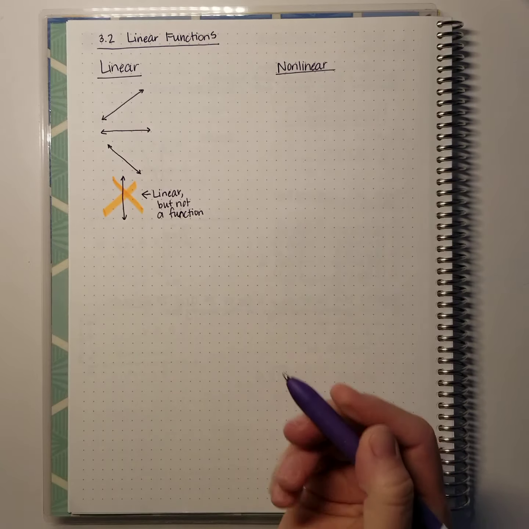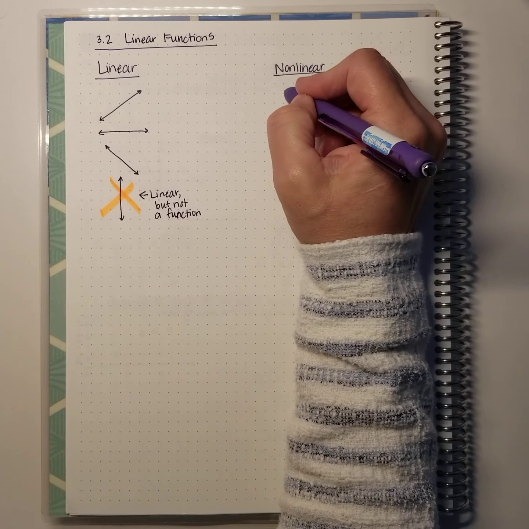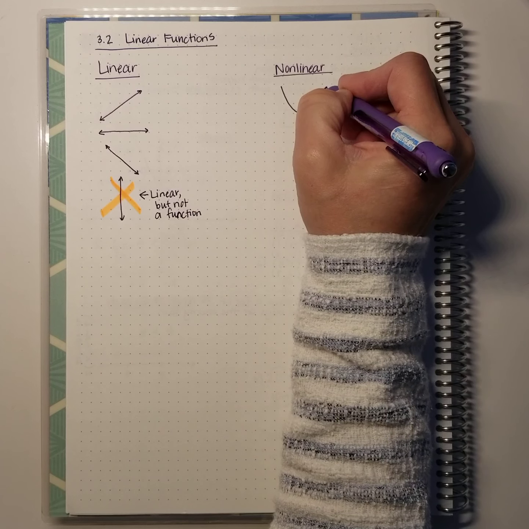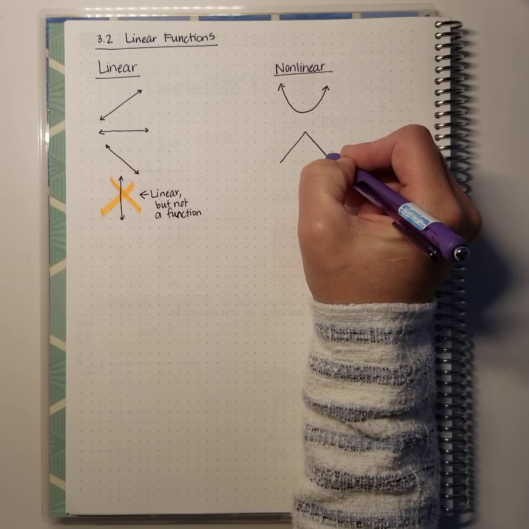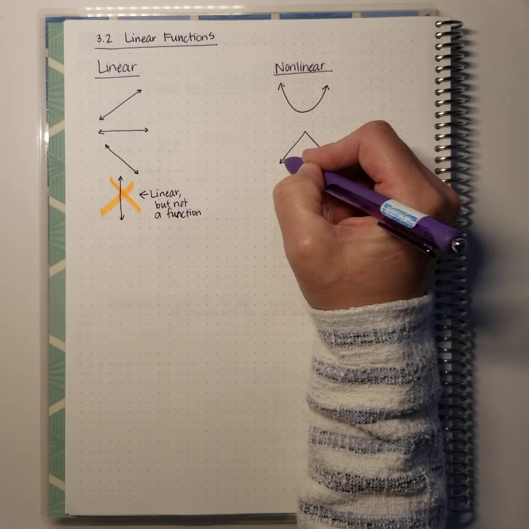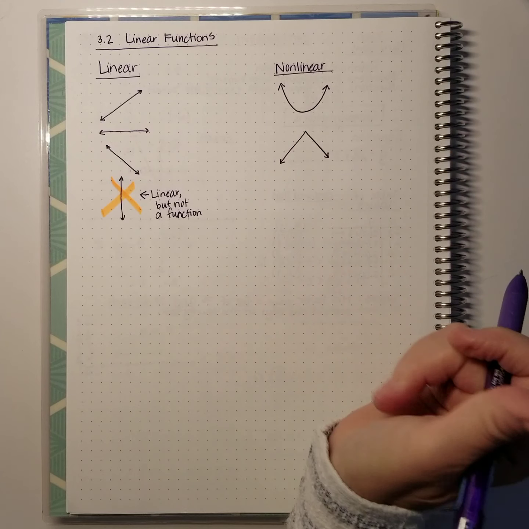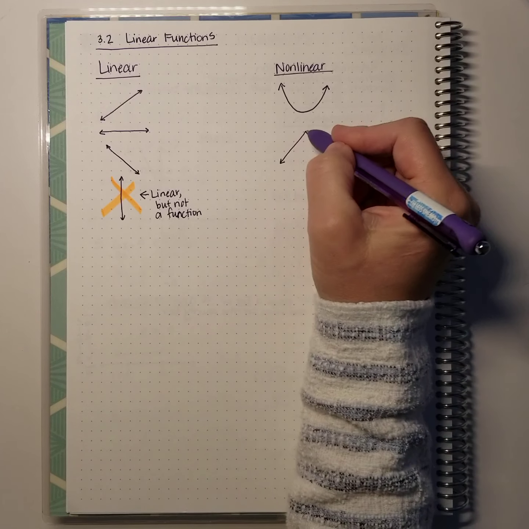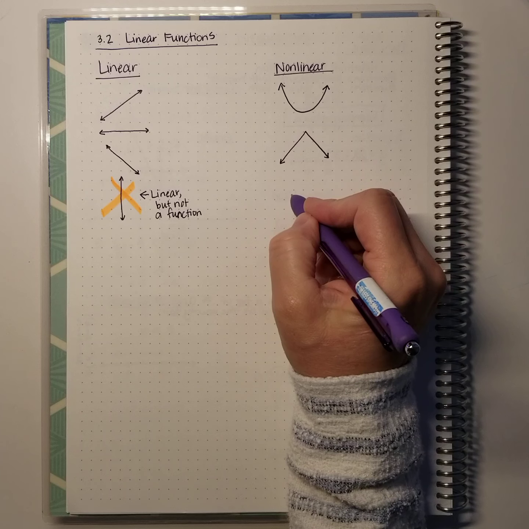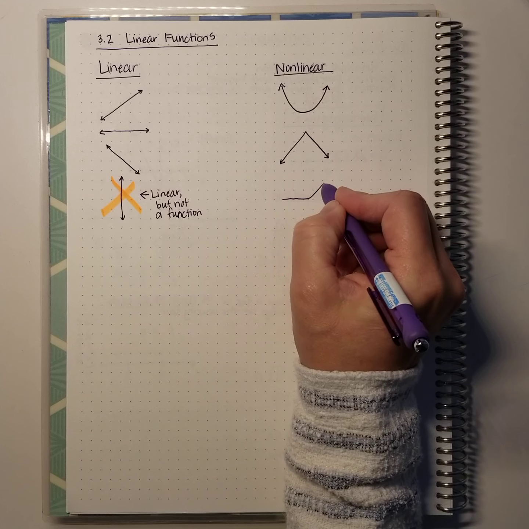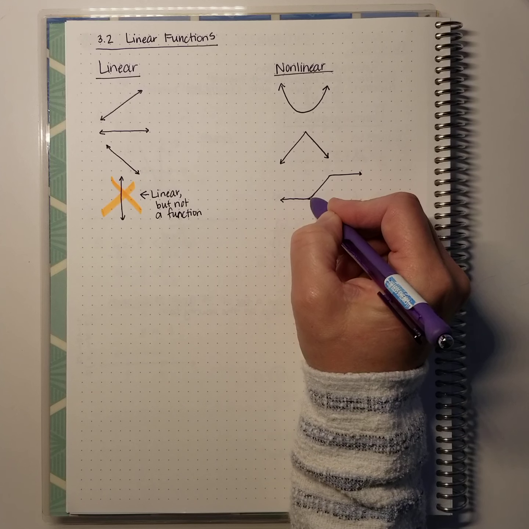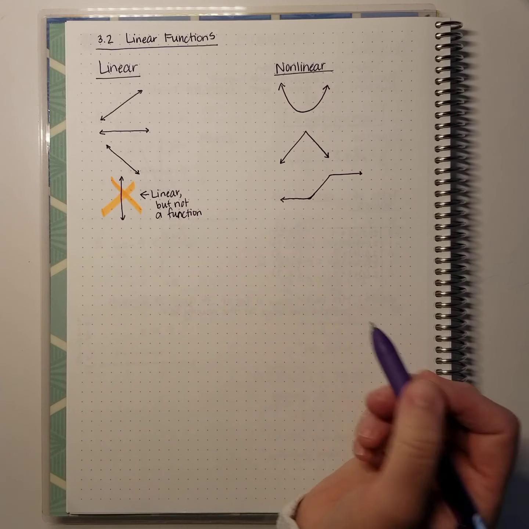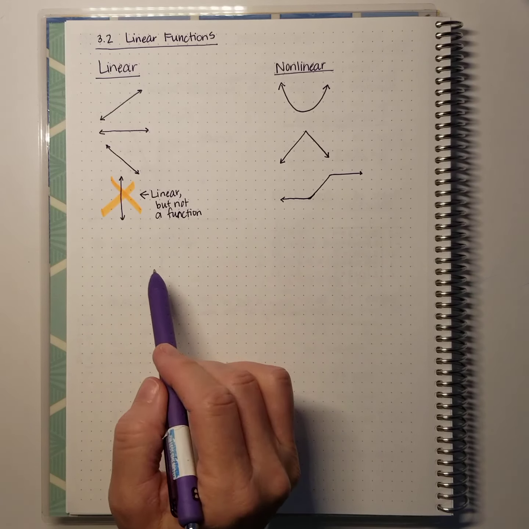Okay. Also, you might see nonlinear graphs. Nonlinears might look like curves, like parabolas. They could look like absolute value graphs where they're straight, but they have a point where it kinks. And this is our vertex point. So this is nonlinear. Or something that looks like this, also not a straight line all the time. We're looking for a single straight line.